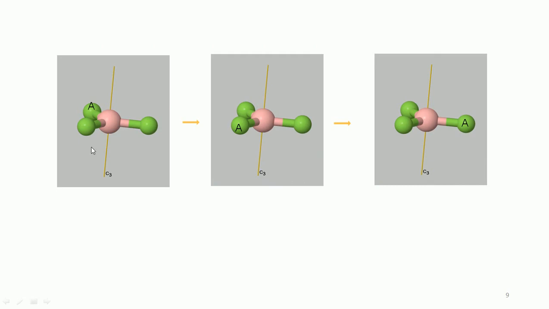So when we rotate, first it will come here. So this is a C3 operation, and if you perform it again, this A will shift its position once more, and you get this image. They are all indistinguishable. So this is a C3 operation, this is another C3 operation. This is C3-1 and this is C3-2.